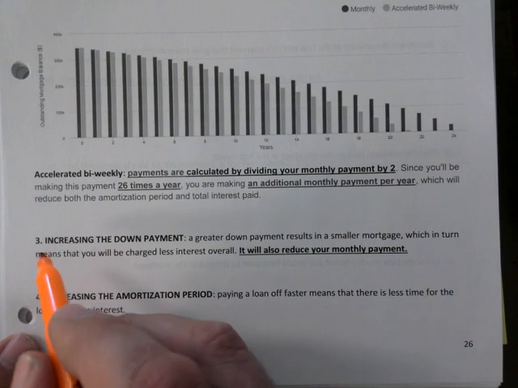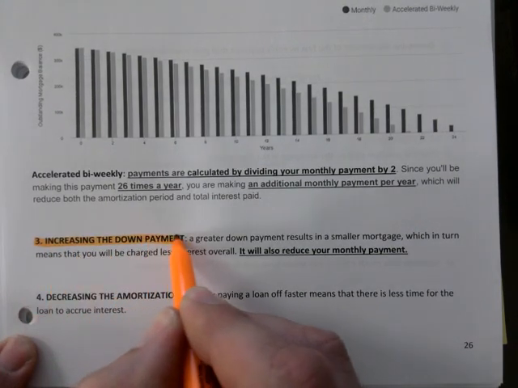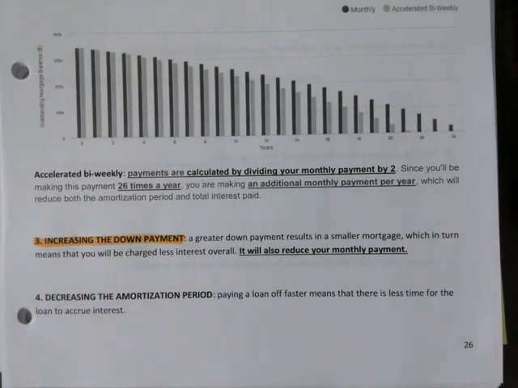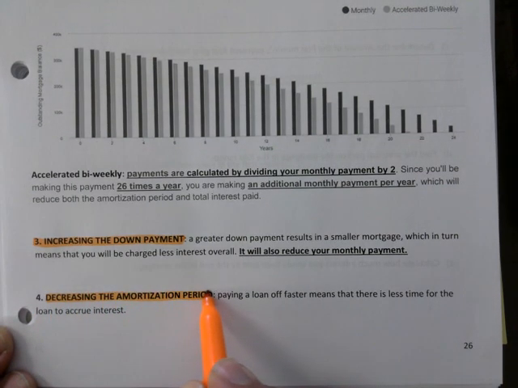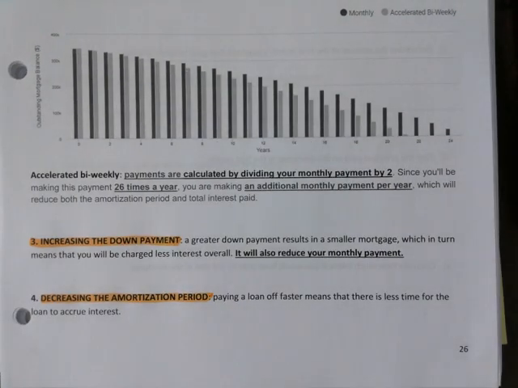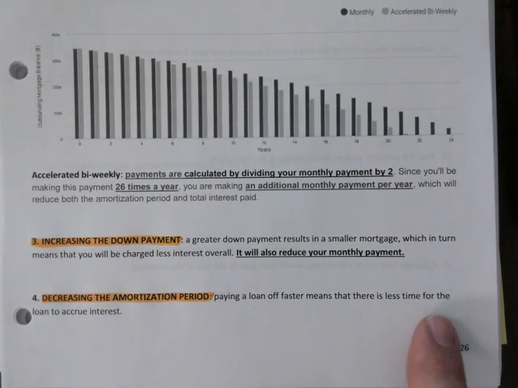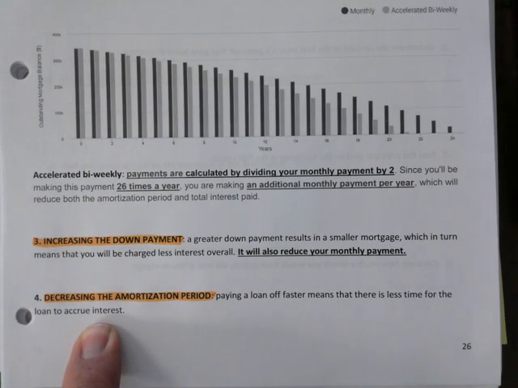Another way you can do that is by increasing your down payment. Okay, increasing your down payment, and last but not least, decreasing the amortization period. Paying off the loan faster means that there's less time for the loan to accrue interest. Okay. But please don't do this. Don't be too ambitious.